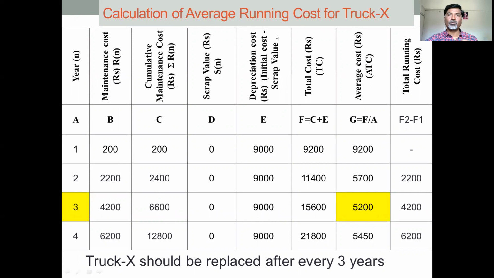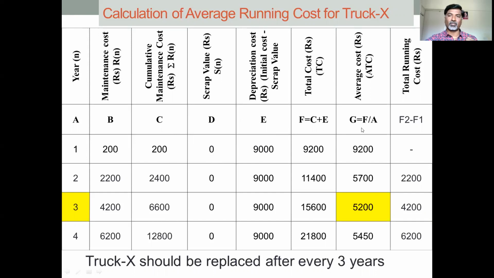Depreciation cost is equal to annual cost, that is, initial cost of truck X minus scrap value. They have given 9,000 rupees as the cost of the truck and scrap value is 0. So every time the depreciation cost remains the same, that is 9,000 rupees. Total cost is equal to depreciation cost plus cumulative cost. If you add cumulative cost and depreciation cost, you will get total cost.